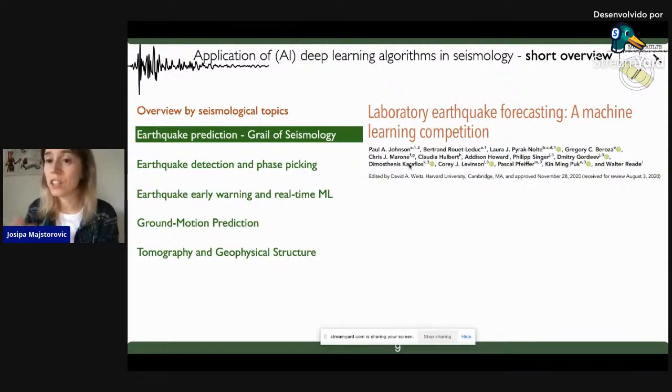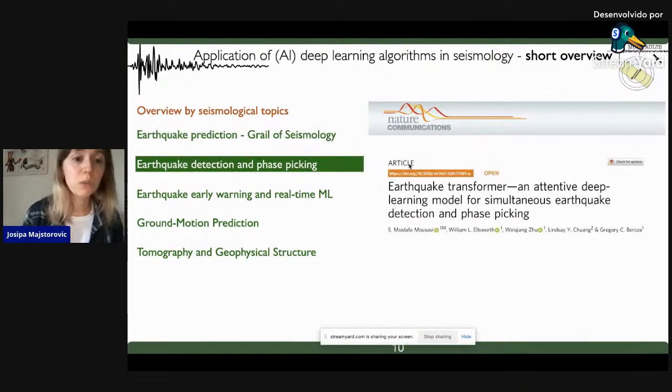And there has been an interesting paper by Johnson and collaborators in 2020. They wrote an overview of a machine learning competition, where they used a subset of data from one of these lab experiments and developed many forecasting deep learning models to solve this specific problem. And it's quite cool because they actually provide all the codes, so it's really a case study for this specific problem.